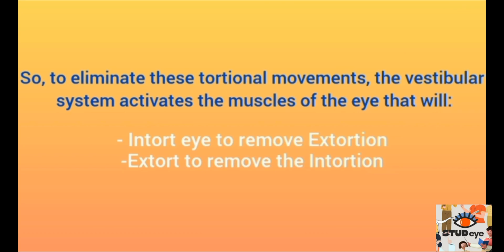So if the eye has the tendency to intort, the vestibular system activates the extorters of that eye, and if the eye has the tendency to extort, the vestibular system will activate the muscles which help in intorsion, or the intorters of the eye will be activated in order to cancel the extortion effect. So what will happen, when both effects cancel each other, is that the eye will be in the still position, there will be no movement, and there will be balance, right? So this is something which occurs normally.